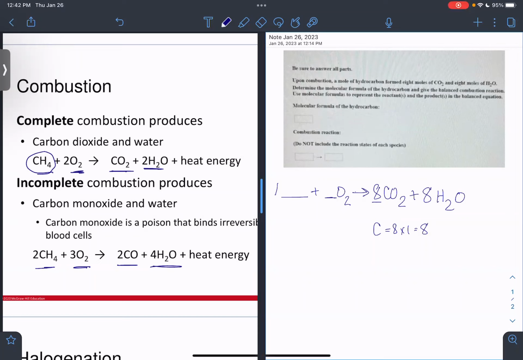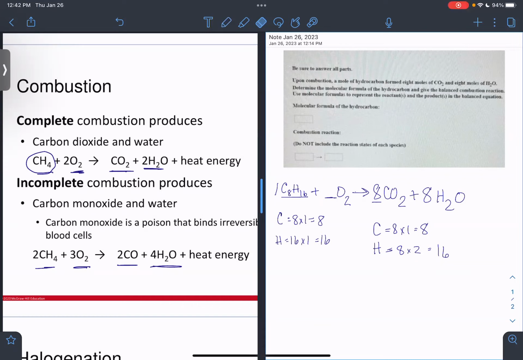And then a hydrocarbon is carbon and hydrogen. So if we look at hydrogen, over here we have 8 molecules of water, and in each molecule of water I have 2 atoms of hydrogen. So 8 times 2 is 16. So I know that my formula for my hydrocarbon is C8H16, because that gives me 8 times 1, right, is 8, and then hydrogen is 16 times 1, right, 16. So we know that's balanced.